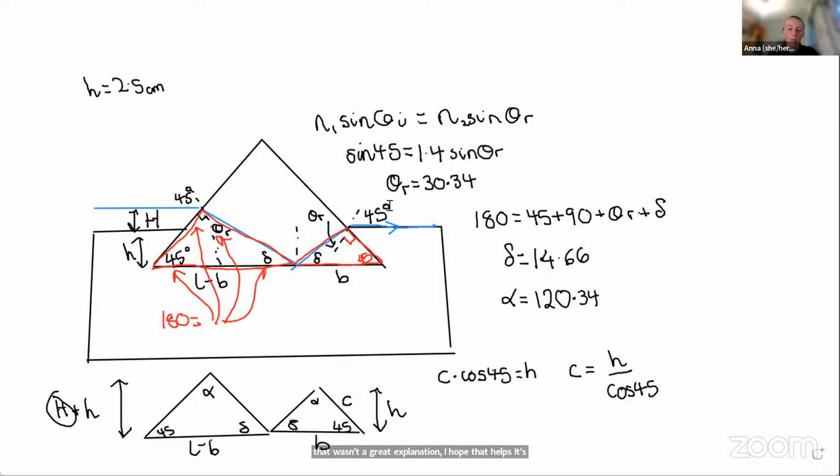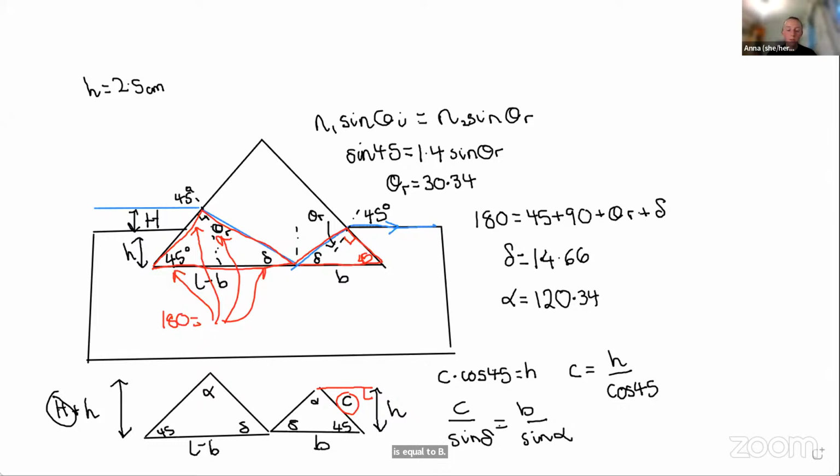It's not a 90-degree triangle, so how can you use cos and sine? Yeah, okay, so I use the 90-degree triangle here. That's to get this side length C from H, because H isn't actually a part of this triangle that we're using at the moment. So now we're going to use the sine rule to help us get this side length B. From the sine rule, we have that C over sine delta is equal to B over sine alpha.